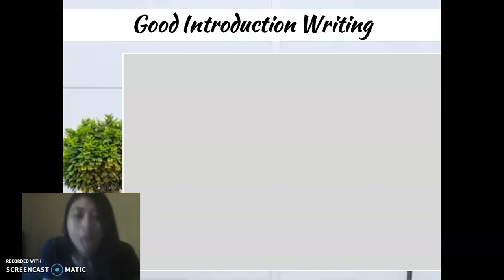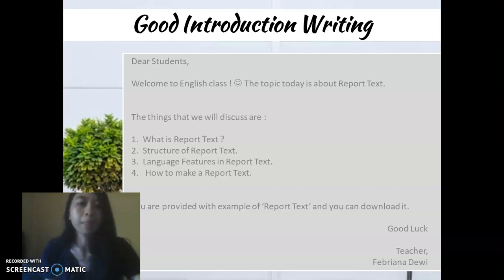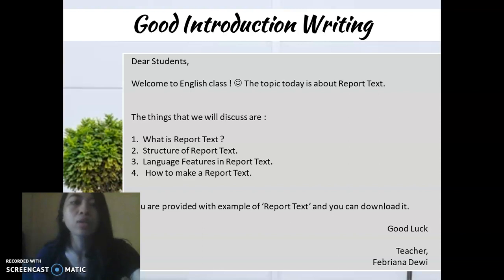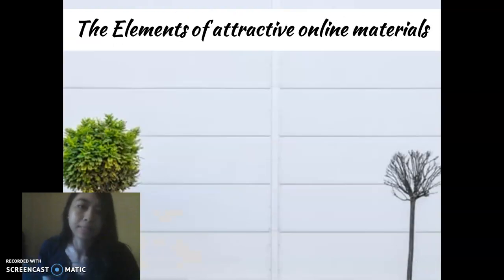Next is good introduction writing. This is an example. I use the topic of a report text. Okay, the things that we must consider if we want to make a good introduction are that the paragraph is to the point, the writing style is simple and clear, the instructions and the requirements are stated simply, clearly and logically, and be aware of grammatical mistakes.